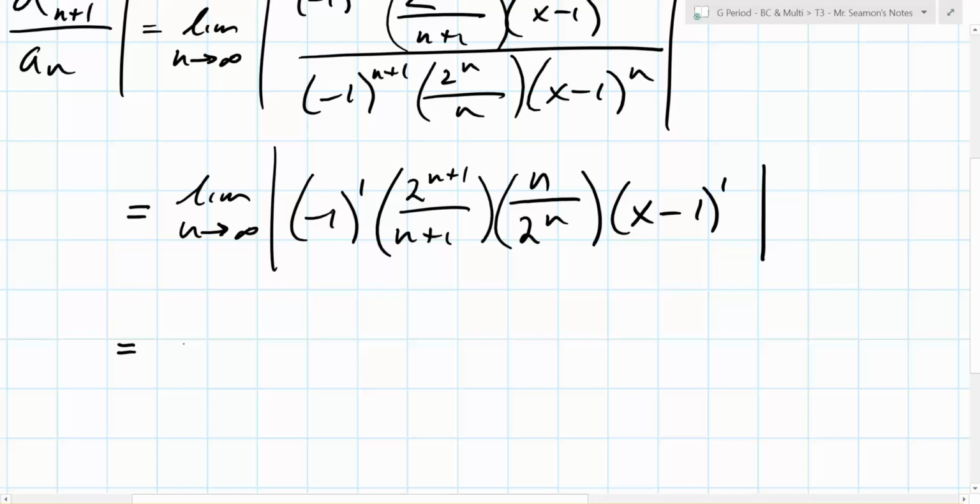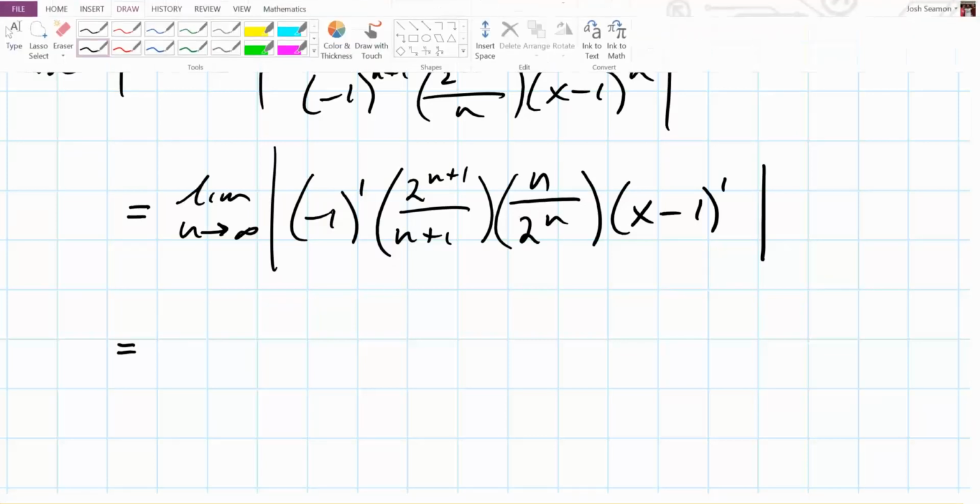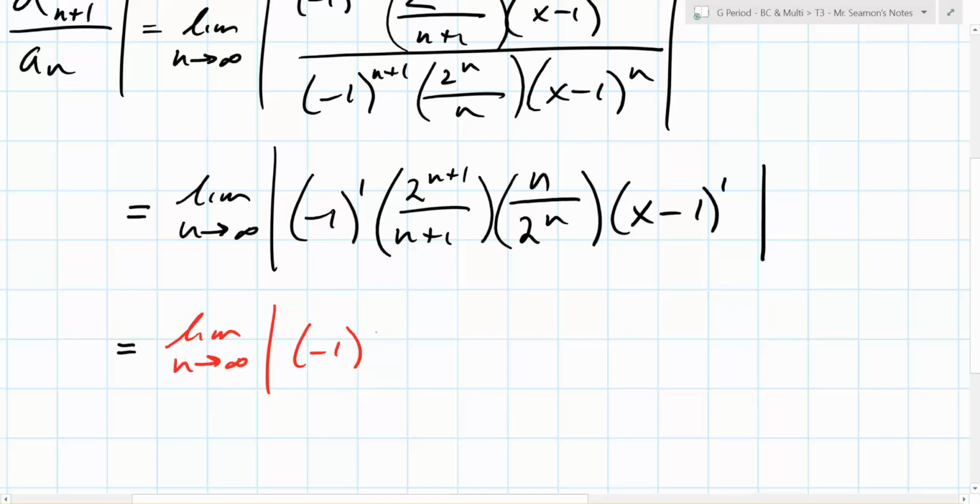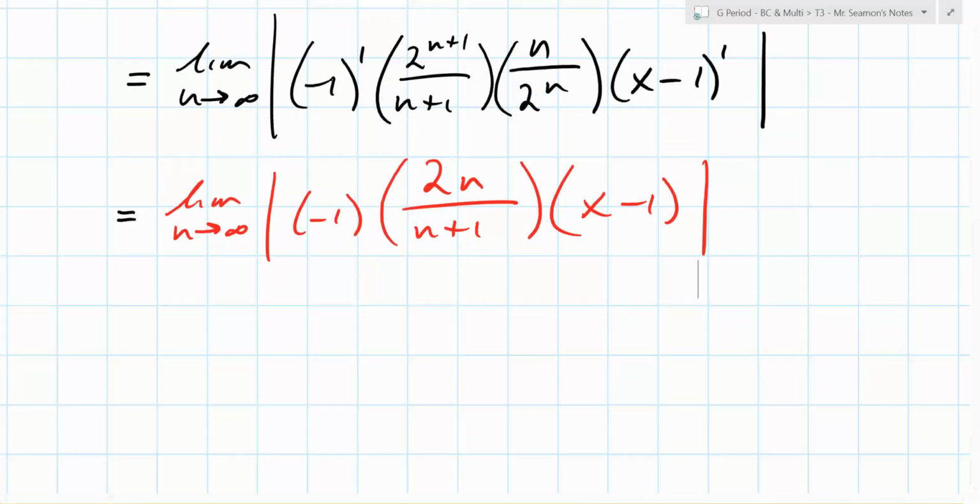This is as n goes to infinity, correct? So what happens to this right here as n goes to infinity? Well, we can clean it up a little bit, can't we? So what do we end up with here? We end up with the limit as n goes to infinity of negative 1, and then we're just going to do it in pieces here. It's 2n over n plus 1. Is that correct? So as n goes to infinity, what happens here? It's absolute value, so the negative 1 goes away, right?